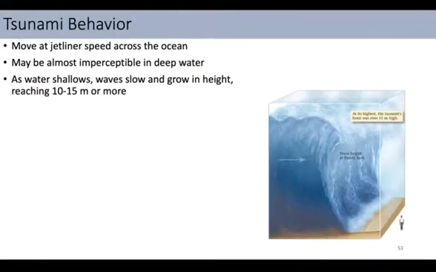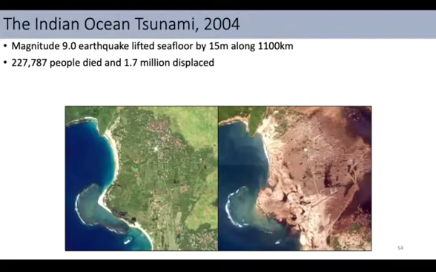So tsunamis are incredibly dangerous. They move incredibly quickly, and they can be incredibly tall because there's so much water moving so quickly all at once. The wave can be 10 to 15 meters high or more. And it's not just one wave. There's not just one tsunami wave. It will be a whole set of multiple very large waves. So for example, some of you might remember in 2004, there was an absolutely horrible tsunami in the Indian Ocean caused by a subduction zone there.